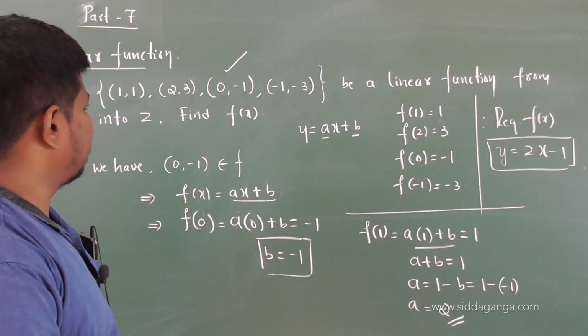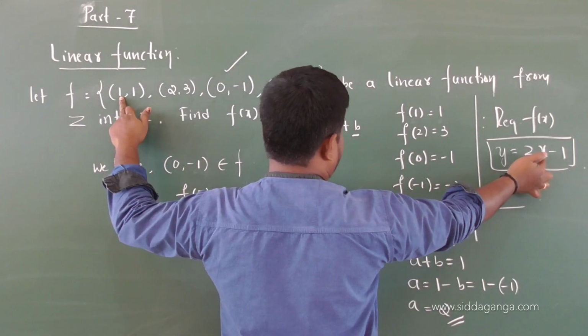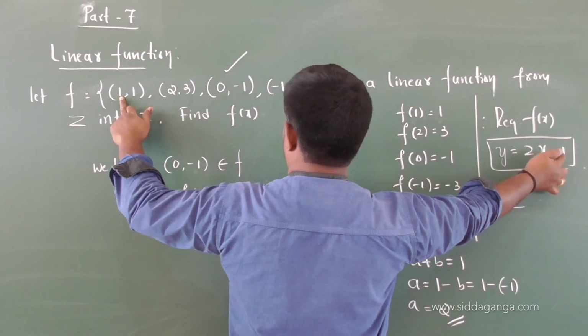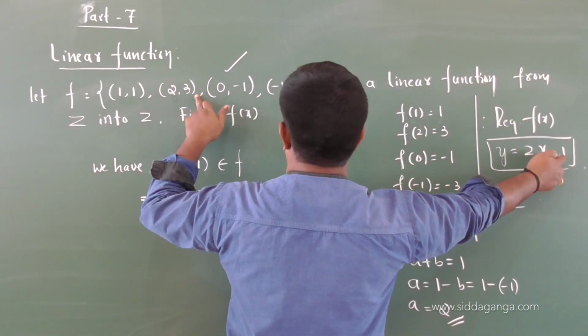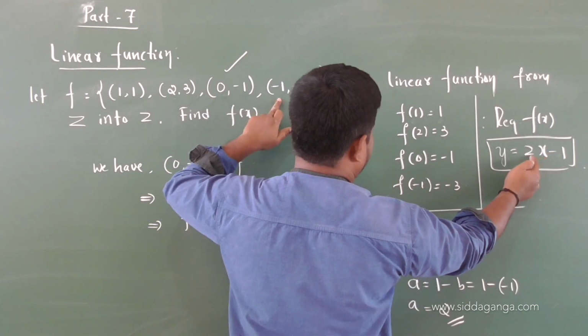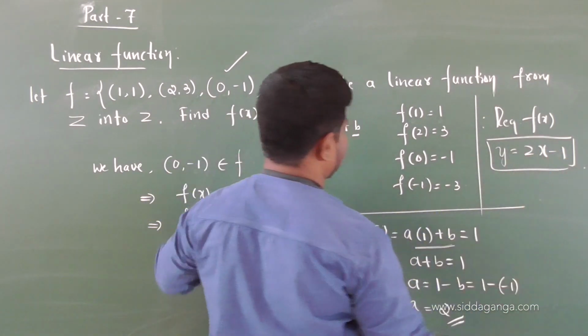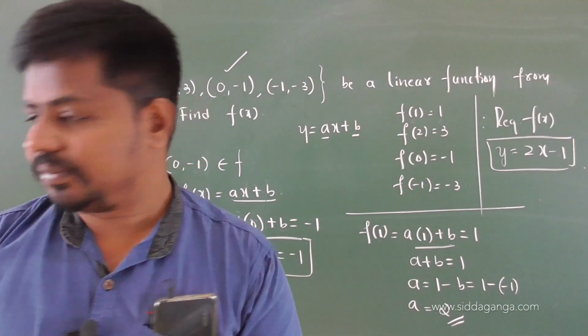Now you can check. When x is 1, you get y is 1. Substitute here: in place of x, x is 1, you get 2 into 1 minus 1, so y is 1. When x is 2, 2 into 2 is 4, minus 1, you get 3. When x is 0, you get -1. When x is -1, it is -2 - 1 = -3, and so on. Okay, this is what we have about a linear function.